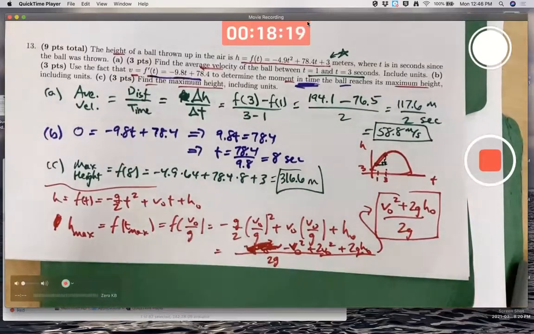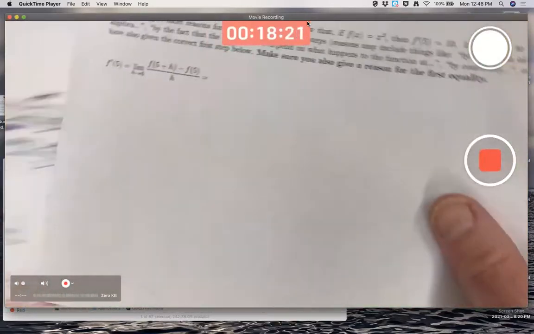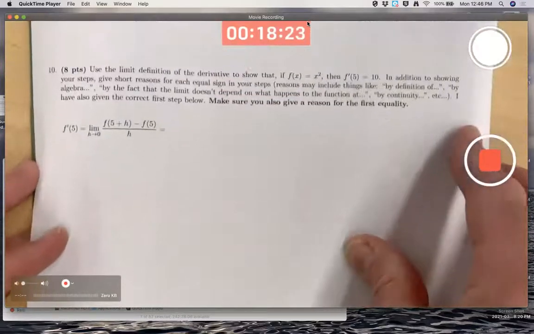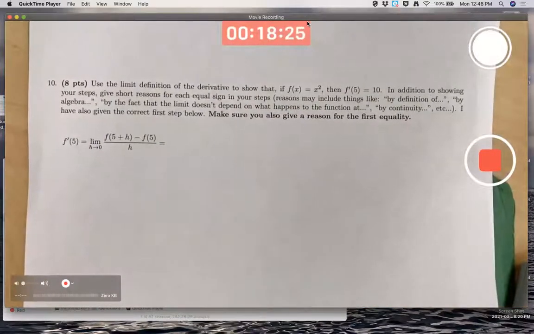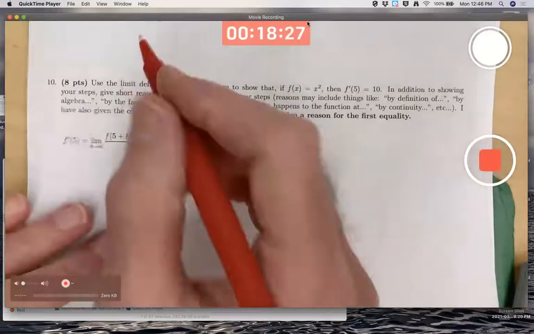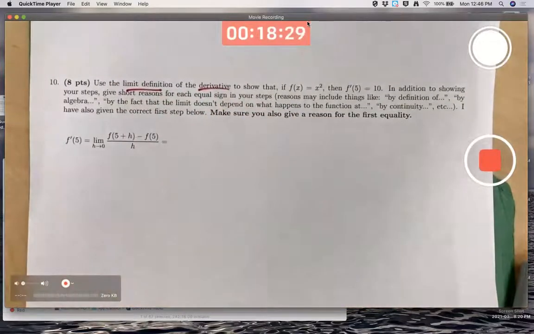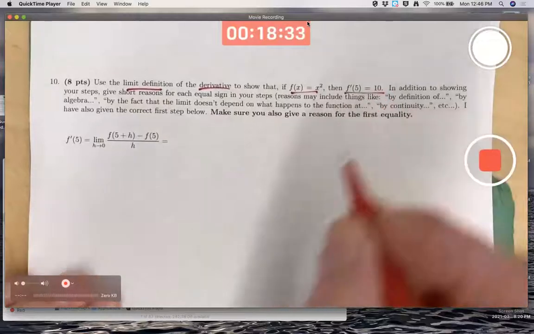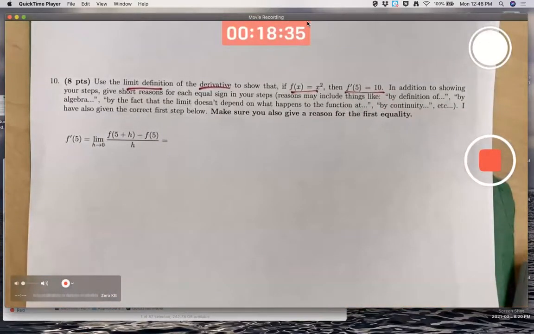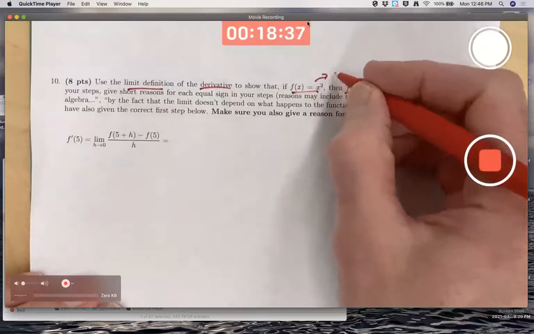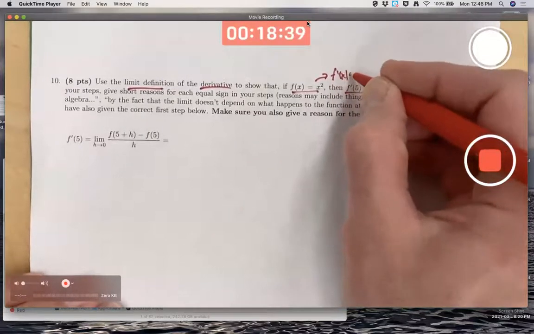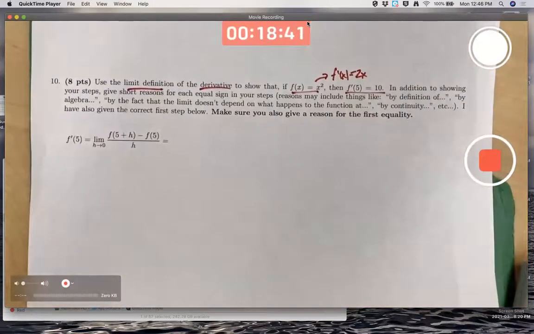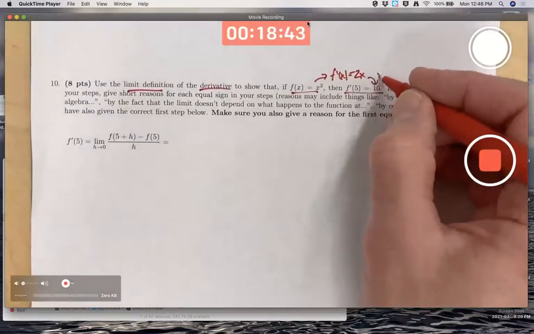If I put limits in there, it would be a mess. Here's a less messy limit problem. Number 10. Use the limit definition of the derivative to show that if f of x is x squared, then f prime of 5 is 10. And do notice we know from the power rule f prime of x would be 2x here. And if you plug in x equals 5, you do get 10.